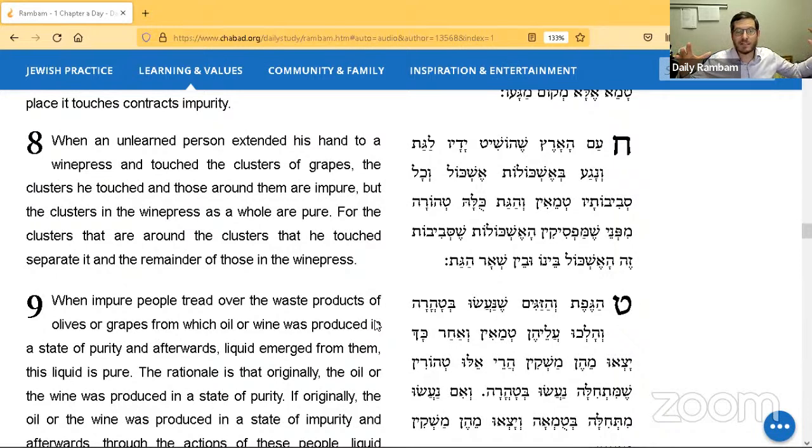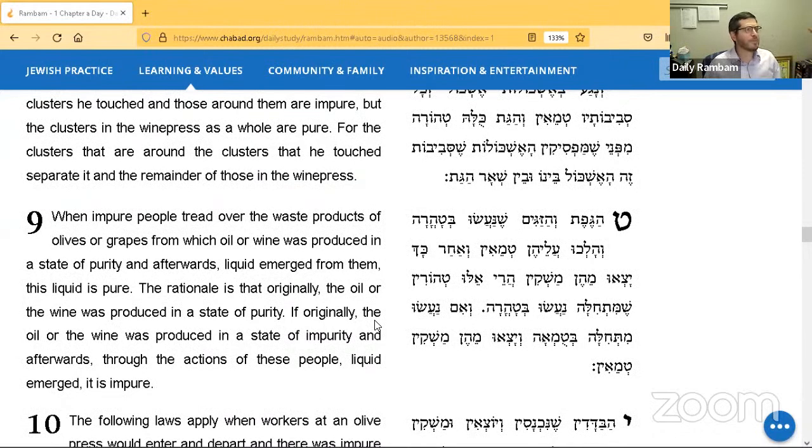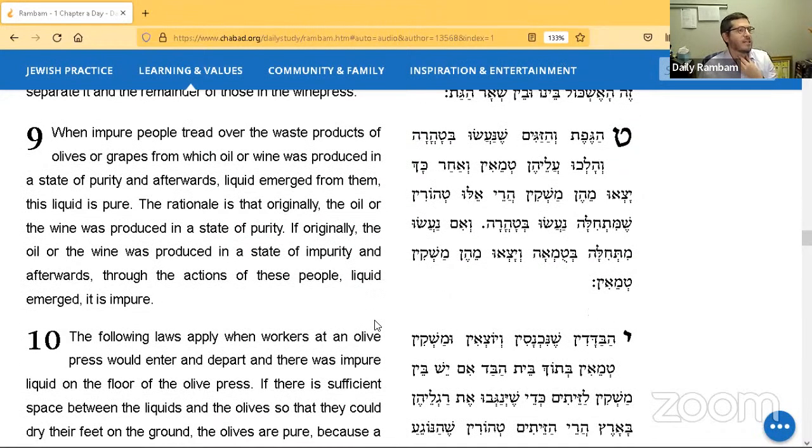What's beyond it is not considered directly touched and is not transferred to. When impure people tread over the waste products of olives or grapes from which olive oil or wine was produced in a state of purity, and afterwards liquid emerged from them, this liquid is pure. The rationale is that originally the oil or the wine was produced in a state of purity, even though the person standing on it is impure now, because the initial oil came out in purity. If originally the oil or the wine was produced in a state of impurity, and afterwards through the actions of these people liquid emerged, that liquid would be impure.